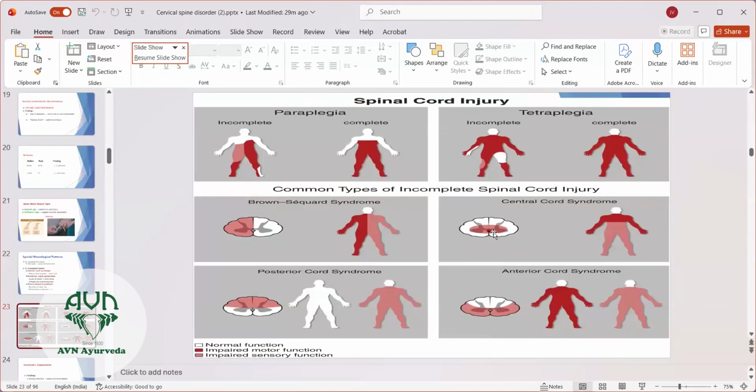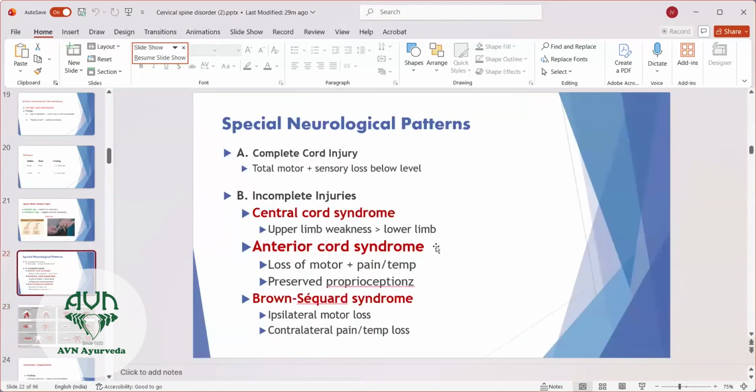Central cord injury: if the injury is to the central cord of the spinal cord, it is an incomplete injury, and the upper limb weakness is greater than the lower limb weakness. So in central cord injury, upper limb weakness is more compared to the lower limb.